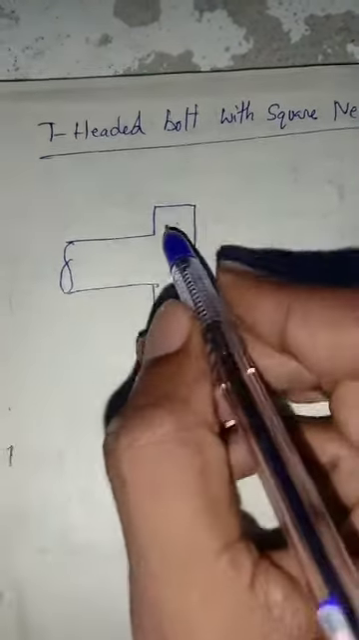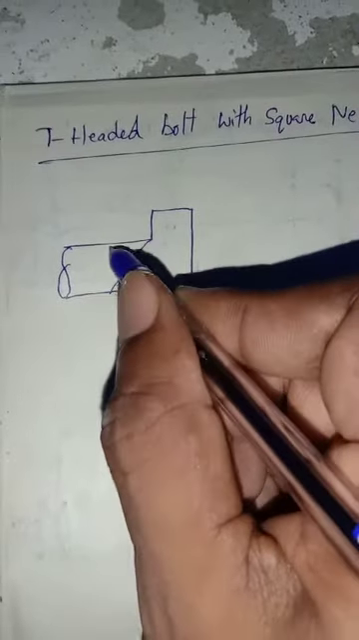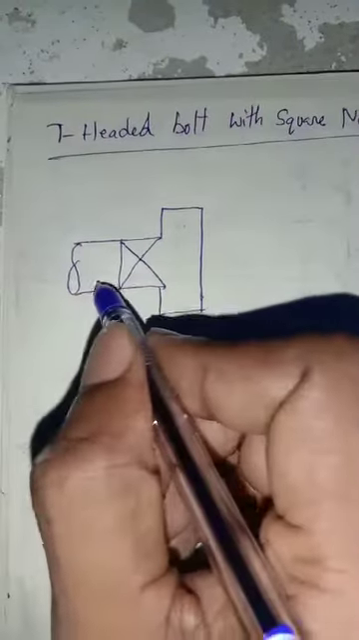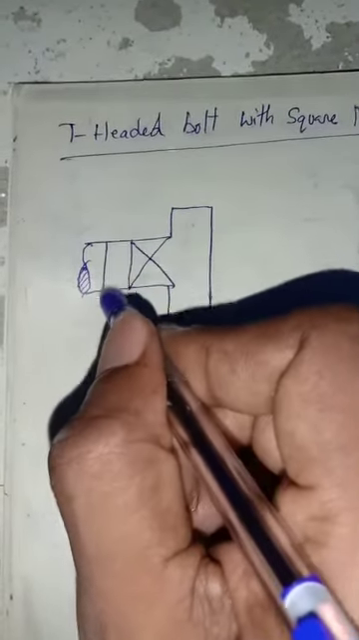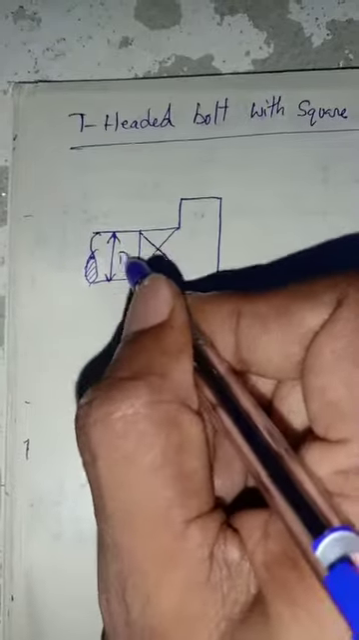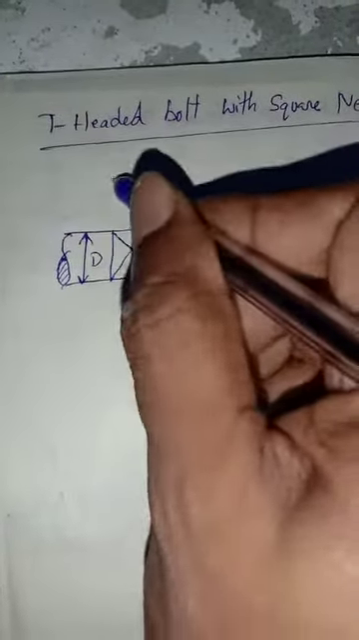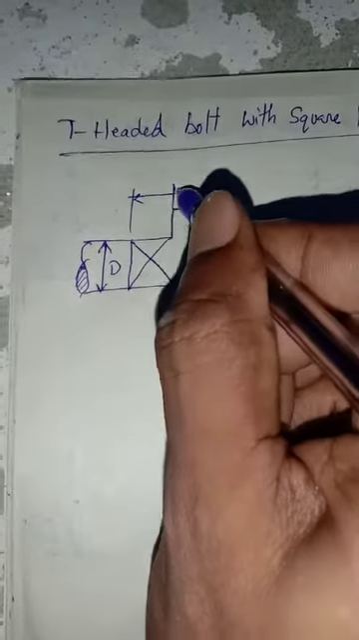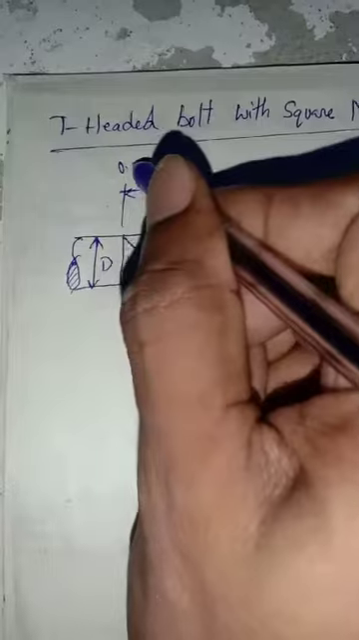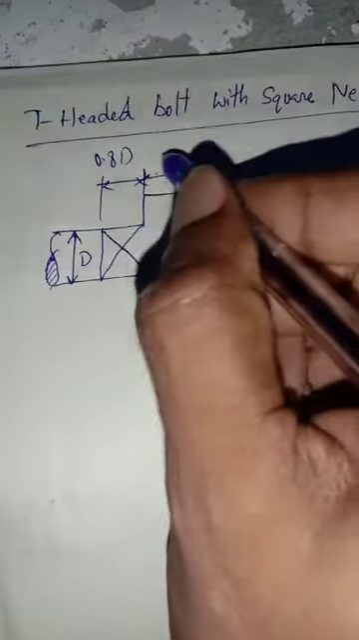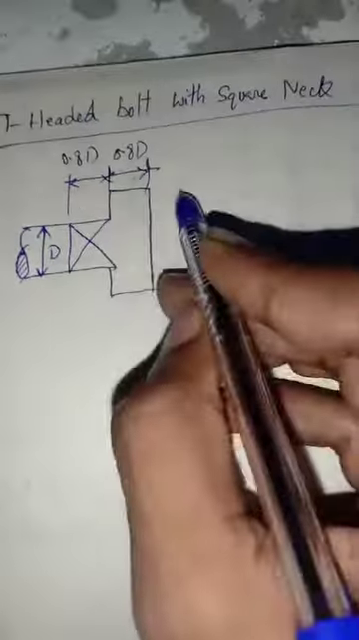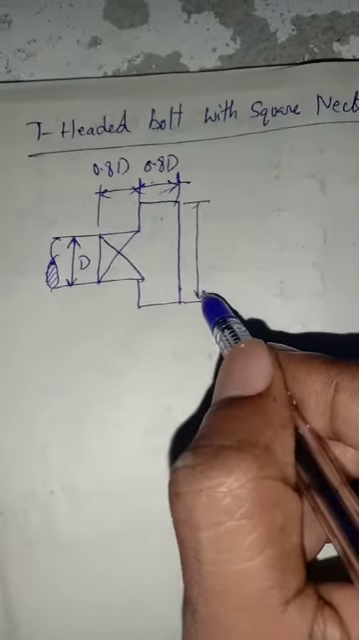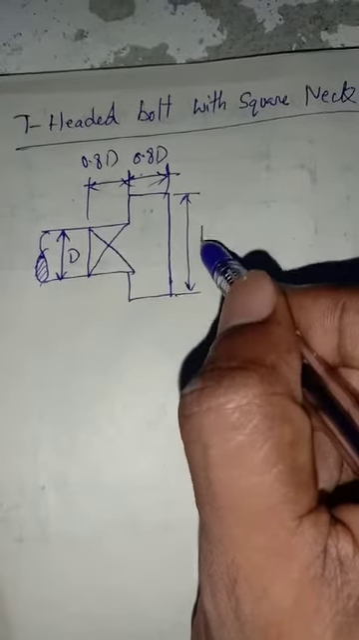This is T shape. Now this is square neck. This is the sharp, so this is called D. Now this is coming from 0.8D, and then here also 0.8D. Now this distance is taken 1.8D.